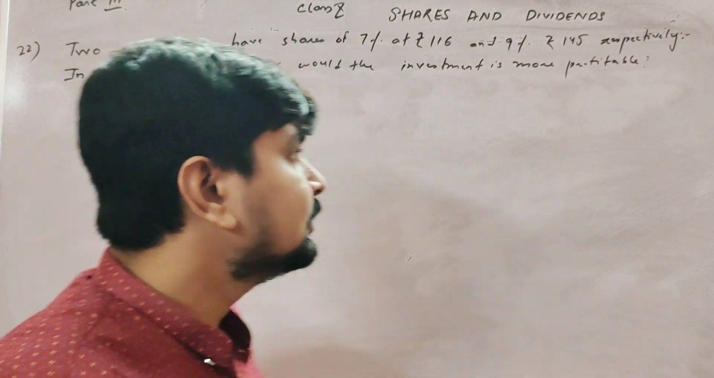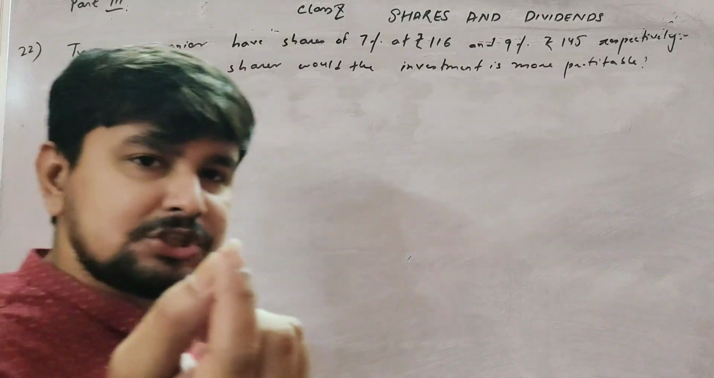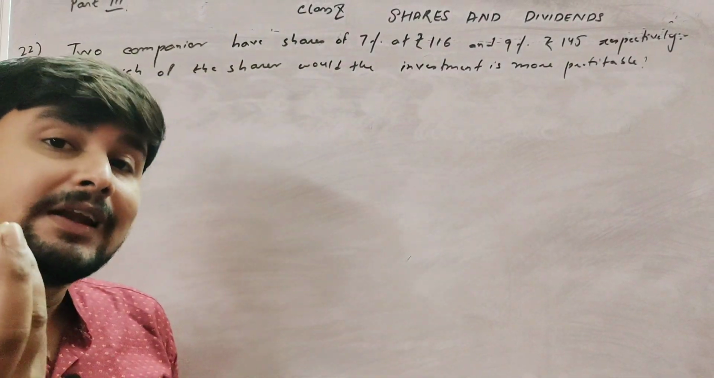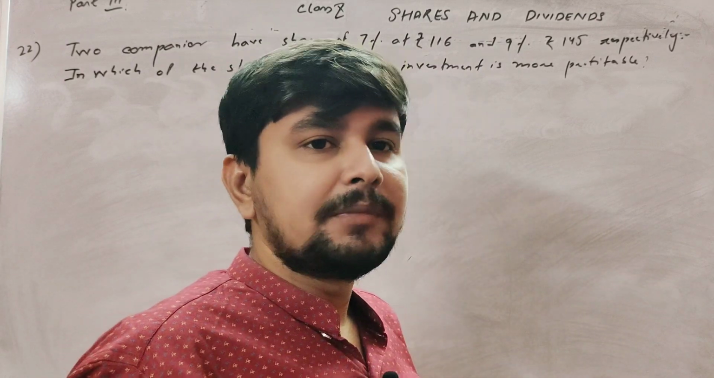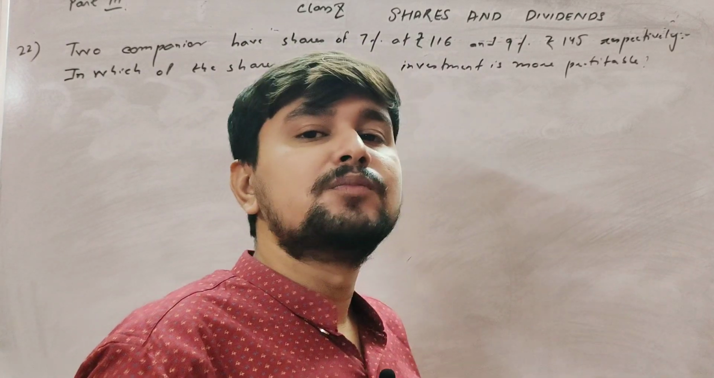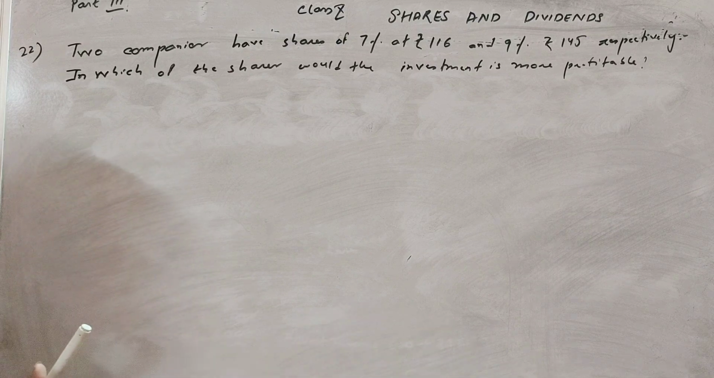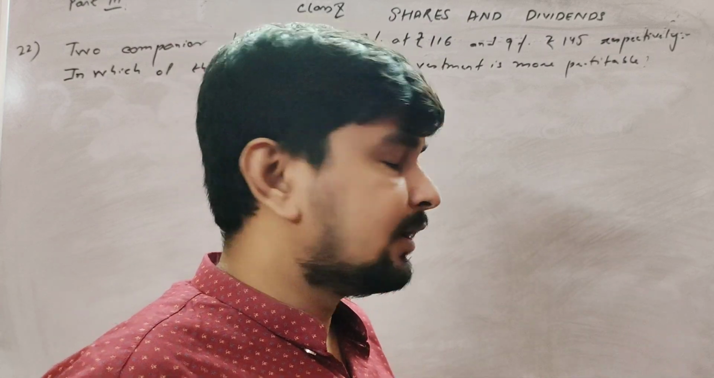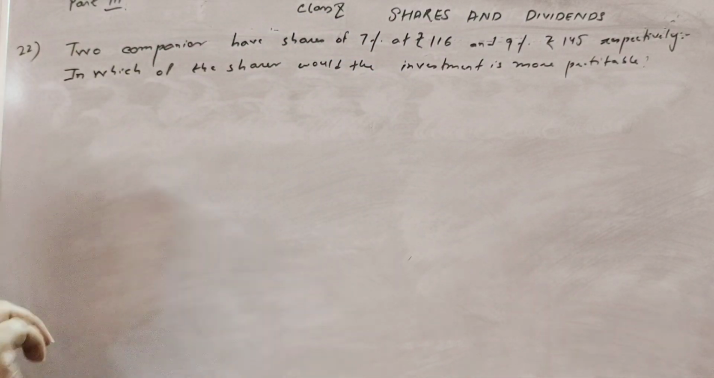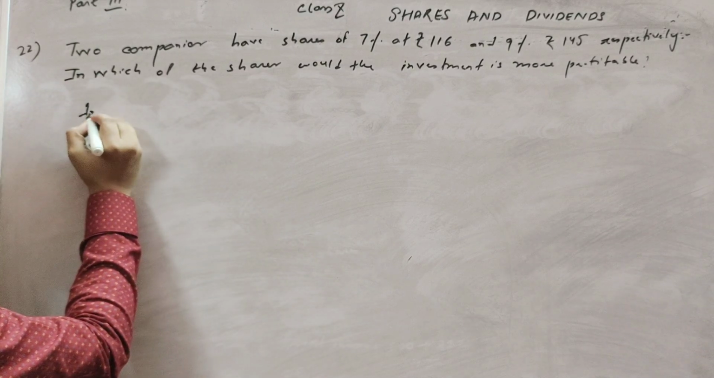Okay, so see, no number of shares is given, so we consider one share. Because we are counting the rate of return, which company gives us more rate of return, that means this company is more profitable for us. So we do the sums taking one share, because you get the same percentage in one share as in 100 shares, 1000 shares or 1 lakh shares. Clear?